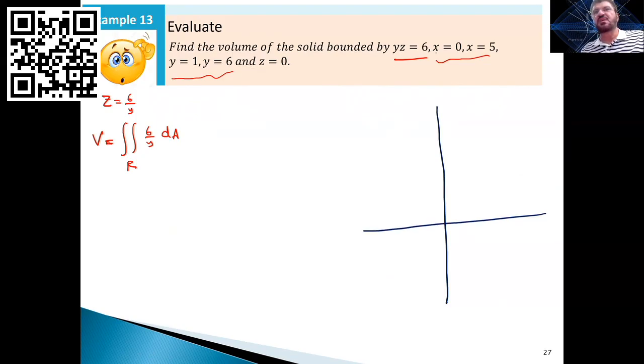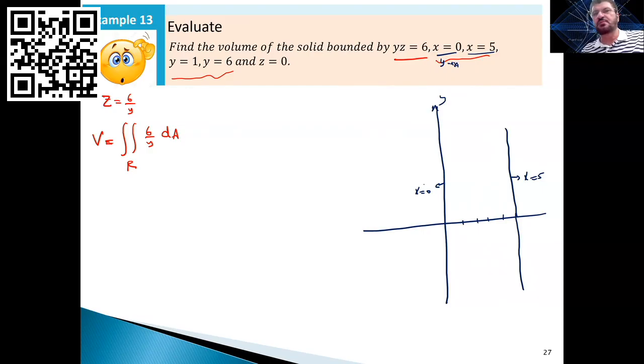What's the first one? x equal to 0. This one is x equal to 0. It's the y-axis, right? This one is the y-axis. x equal to 5. Here is 1, 2, 3, 4, 5. Here is the 5. This one is x equal to 5.